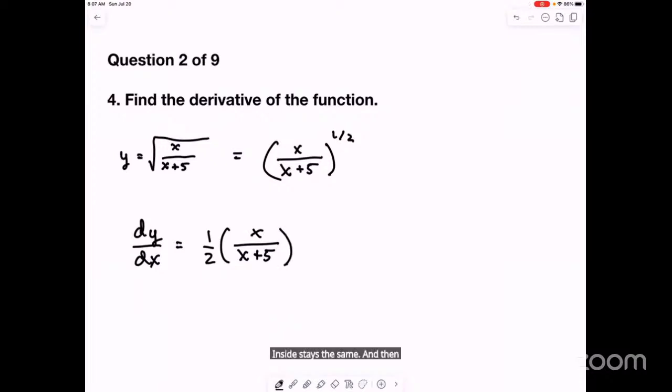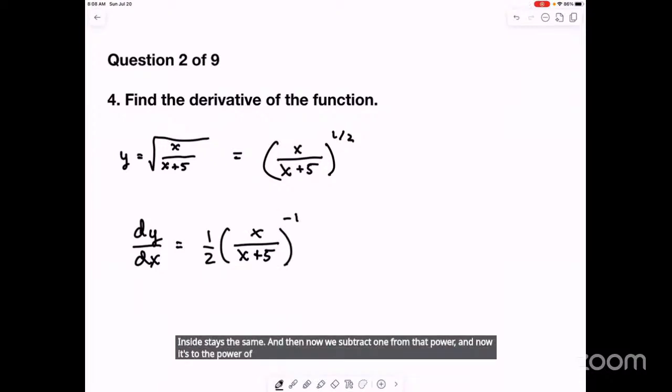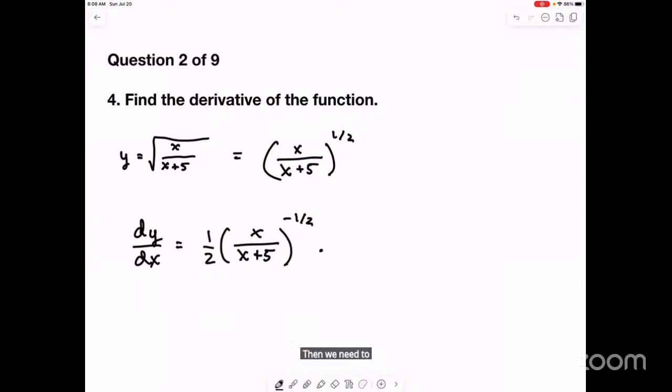And then now we subtract 1 from that power. Now it's to the power of a negative 1/2. Then we need to say times the derivative of the inside function. So when we take the derivative of the inside function here, we have to apply the quotient rule, right?